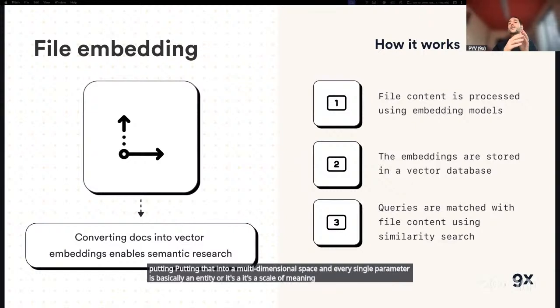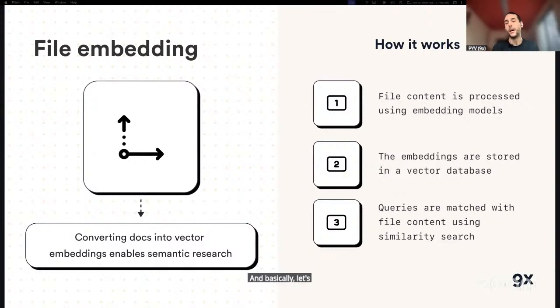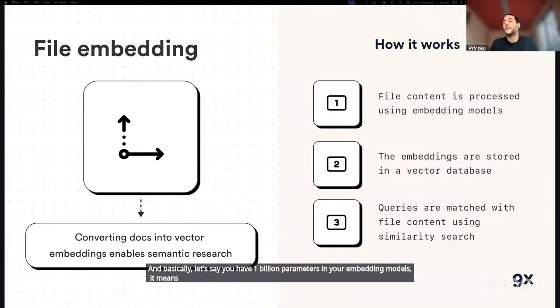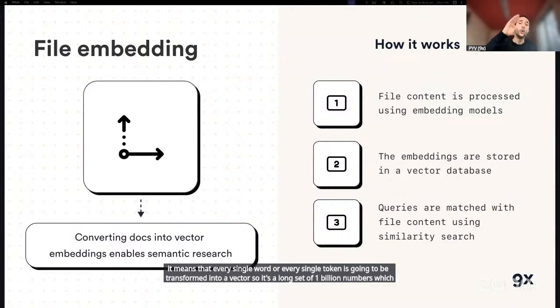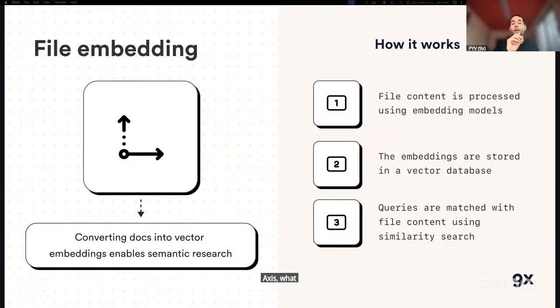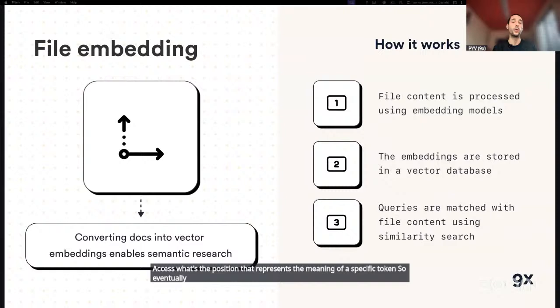And basically, if you have 1 billion parameters in your embedding model, it means that every single word or every single token is going to be transformed into a vector. So it's a long set of 1 billion numbers, which is basically indicating, on all of these axes, the position that represents the meaning of a specific token. So eventually, that's how LLMs work, and that's how they're able to process meaning, what we call semantic meaning.